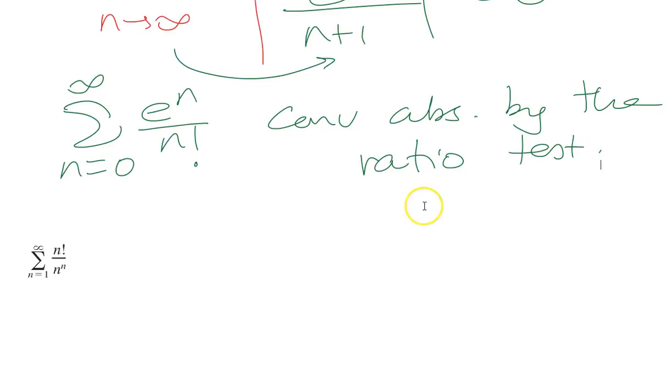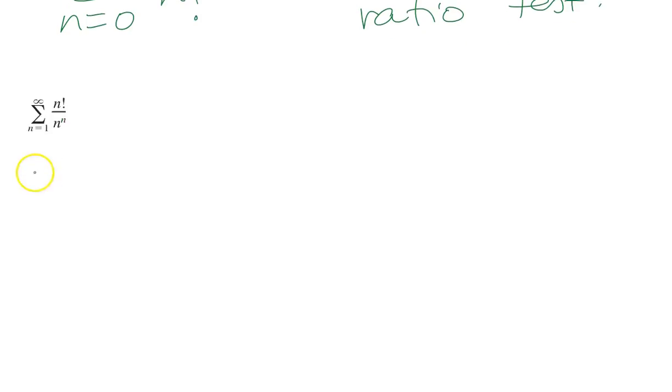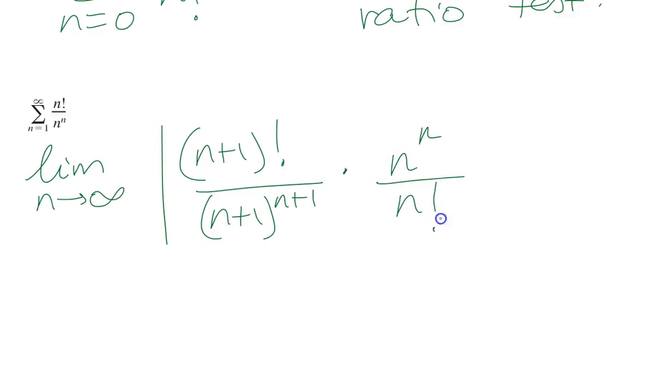N factorial over n to the n. That is our nth term. We are going to apply the ratio test to determine convergence or divergence. Find the limit as n goes to infinity of a_(n+1). Go ahead and replace n by n plus 1, divided by a_n. Flip it and multiply.